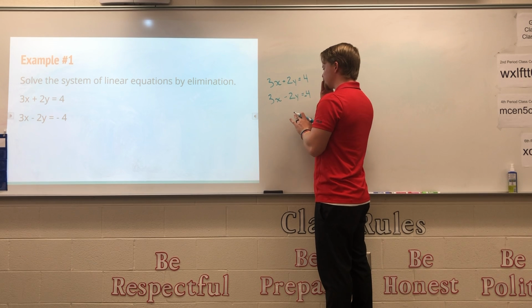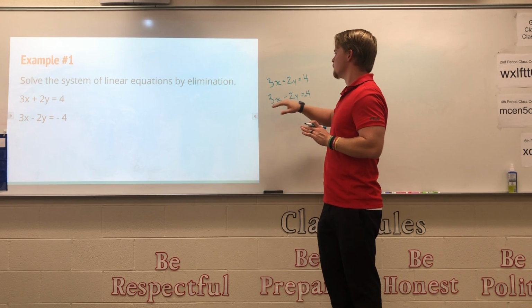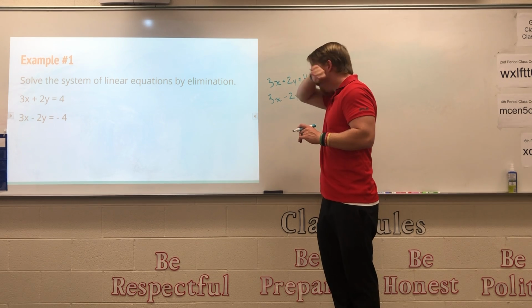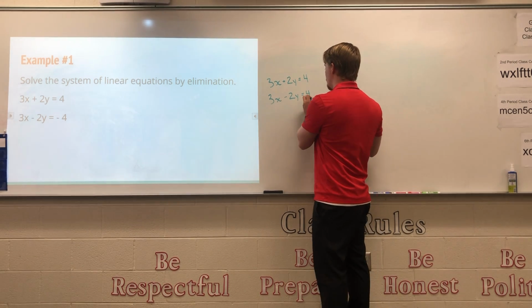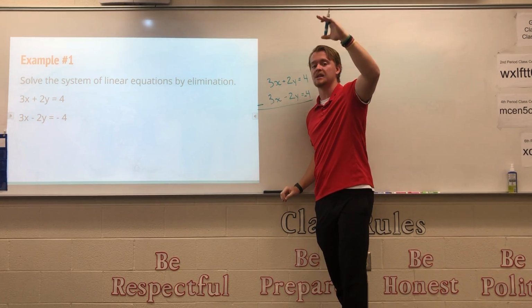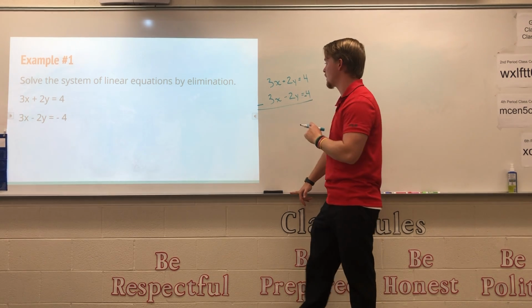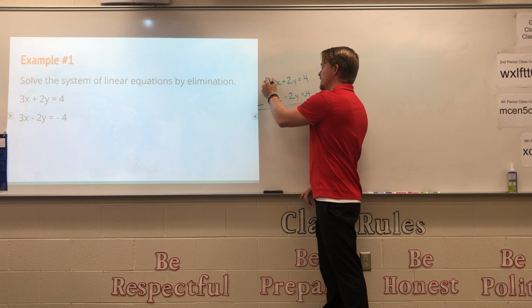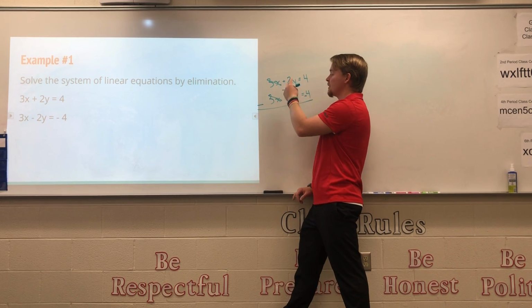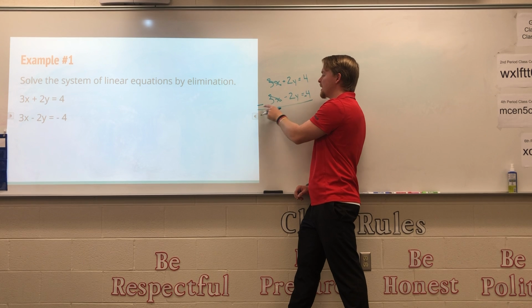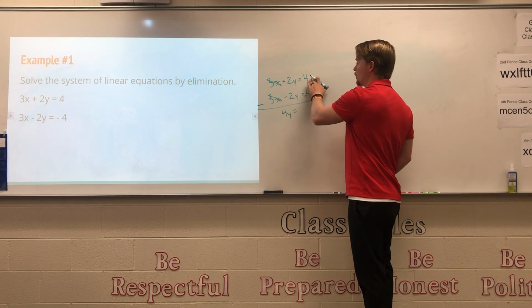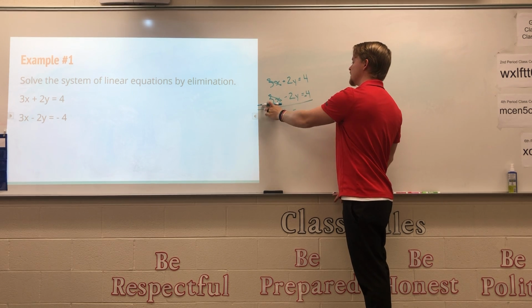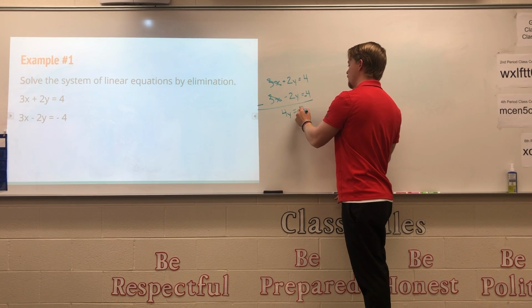To eliminate x's, remember, if you have the same coefficient, you need to subtract the equations. When you subtract the equations, you are subtracting every part of that equation. So 3x minus 3x, those cancel. Those are gone. But then you have to do all of it. 2y minus negative 2y is 4y. Bring down the equal sign, and then you also have to do the other side. 4 minus negative 4 is positive 8.